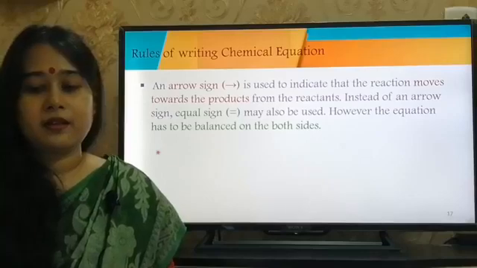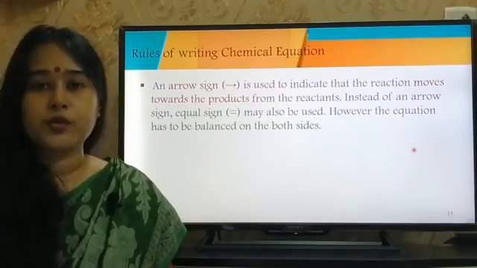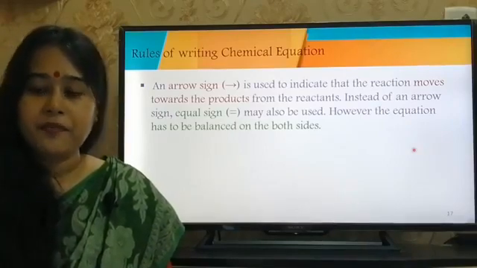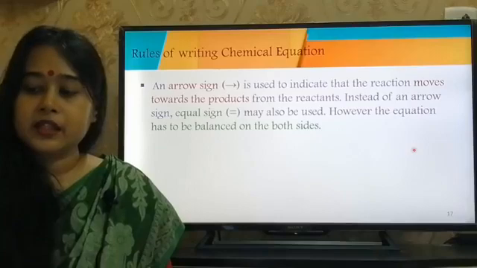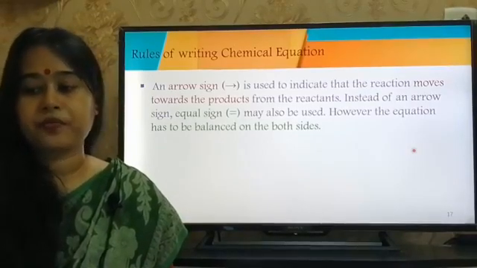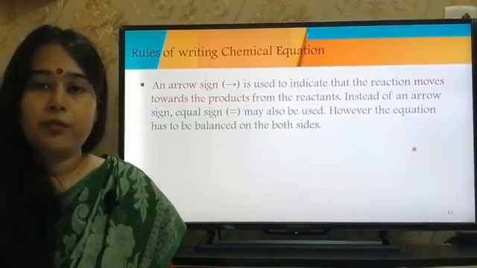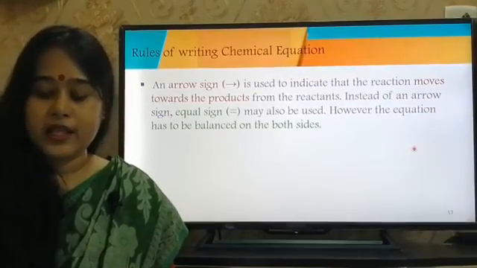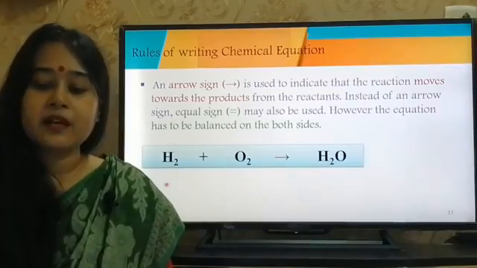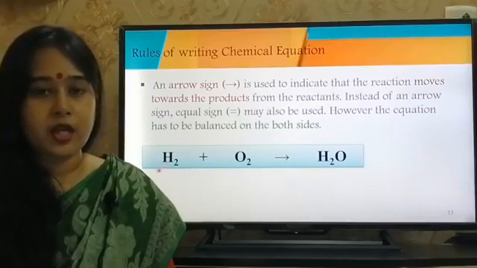Another point is an arrow sign is used to indicate that the reaction moves towards the products from the reactants. Instead of an arrow sign, an equal sign may also be used. However, the equation has to be balanced on both sides. How? Okay, let's see. Here you can see we have used an arrow sign in this chemical equation.